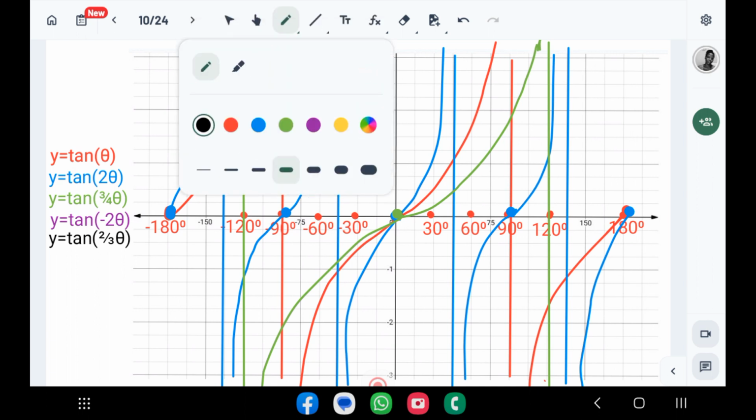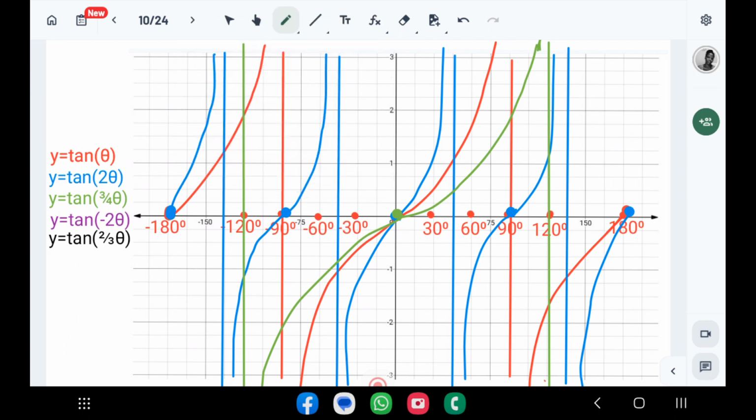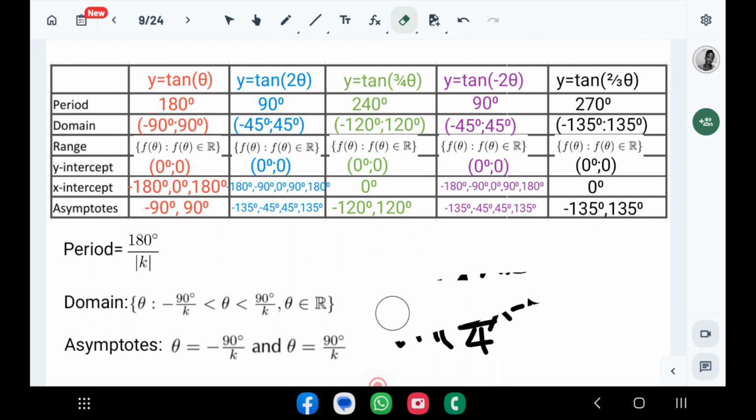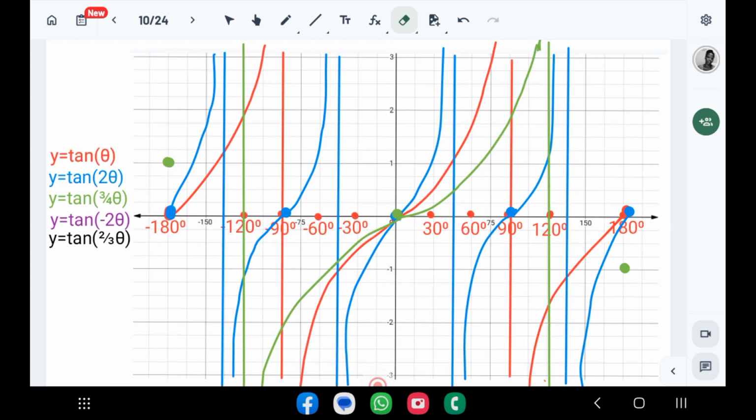Let's change the color to green. Okay, here is the point, negative 1 at 180 degrees and 1 at negative 180 degrees. Yes, and that is how we deal with that.